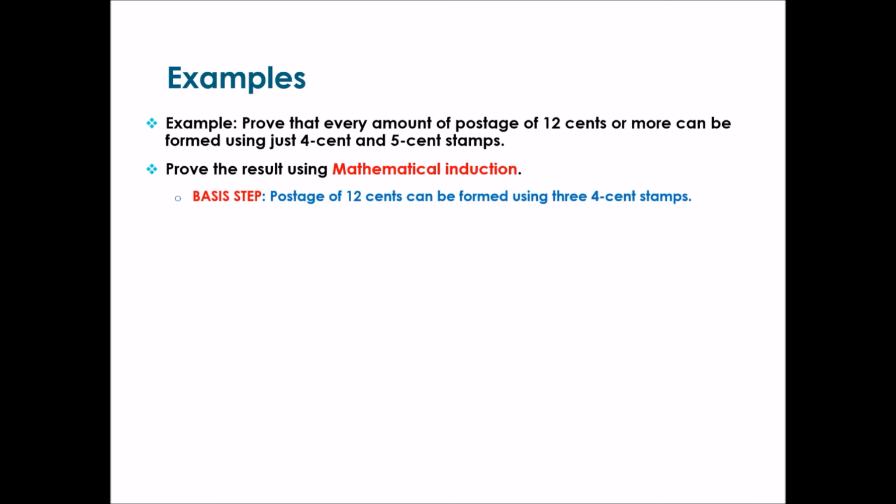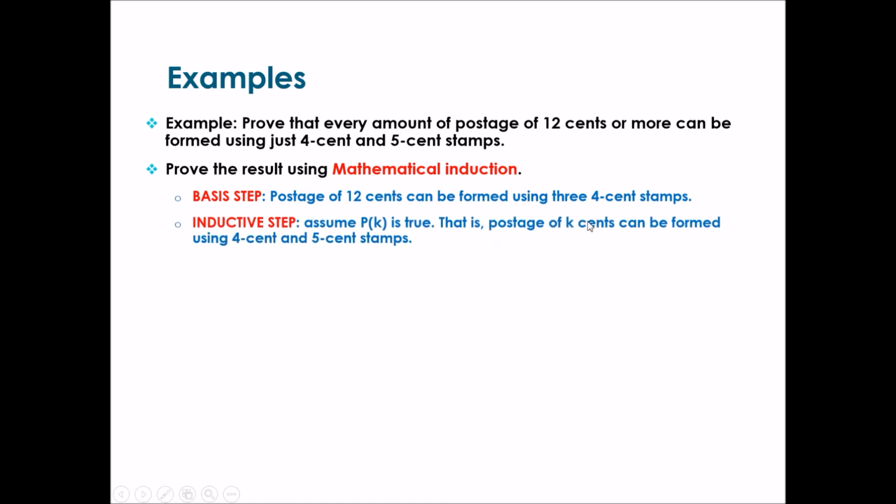So we'll first try mathematical induction to prove this, and for the basis step, postage of 12 cents can be formed using three 4 cent stamps, which is quite obvious. 12 cents can be formed by three 4 cent stamps, so 3 multiplied by 4, and this is true. So inductive step, assume that pk is true, and we are using weak mathematical induction. This is not strong mathematical induction.